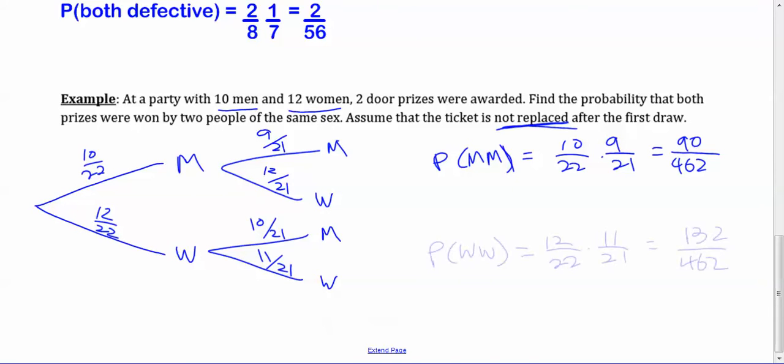The other way that this could happen is if 2 women won. To get the probability of that particular branch, again, that would be the very bottom branch.